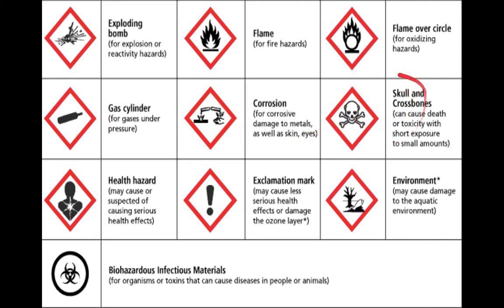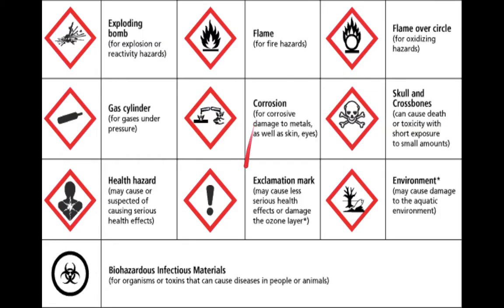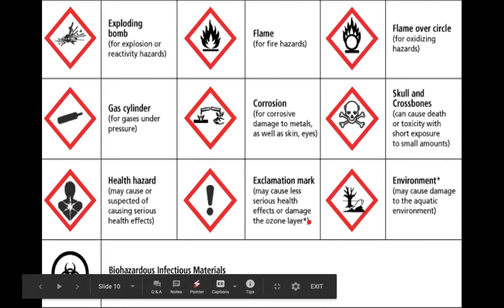Skull and crossbones is still for poisonous, but you call it skull and crossbones now. I don't know why. It should still be called poisonous. This is immediate danger with short exposure in small amounts. Look at the exclamation mark, which used to be the T. So that's for toxic. It causes less serious health effects or damages the ozone layer, which is interesting. I think that would be in the environment, whatever.